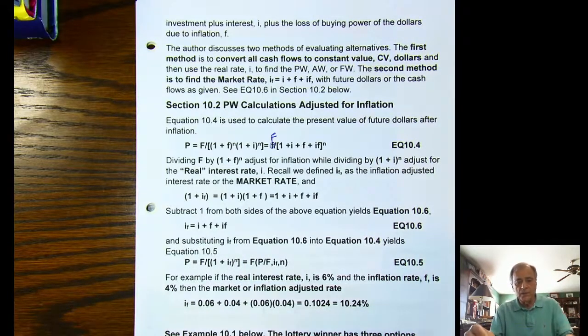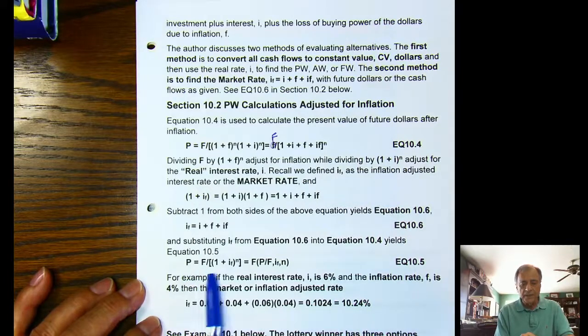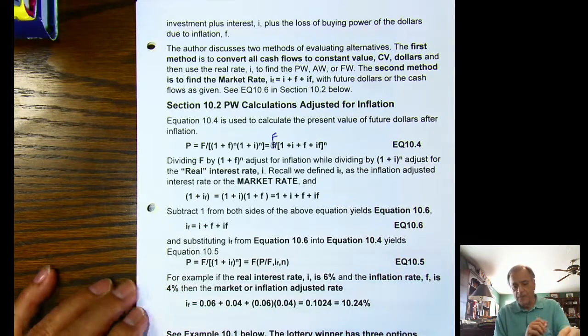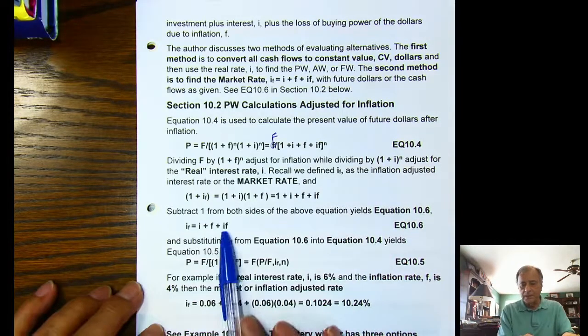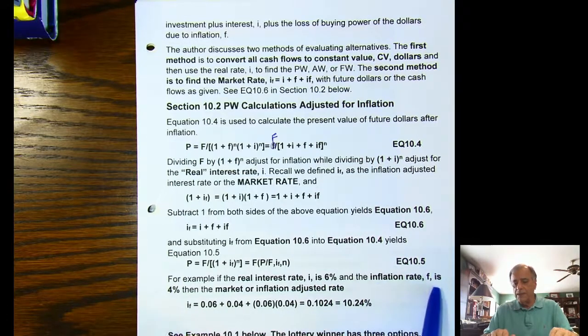And then if we substitute equation 6 into equation 4 here, you can see that P is equal to capital F divided by 1 plus I sub F to the n, which is the same thing as P given F, I sub F, and n, okay? So that's equation 5. We kind of went backwards there, but I needed this equation to plug into this to get me to this. And then there's an example. If the real interest rate, I, is 6%, and the inflation rate, F, is 4%, then the market or inflation-adjusted rate, I sub F, is 6% plus 4% plus the product, which is 0.0024, which would give me 10.24%.